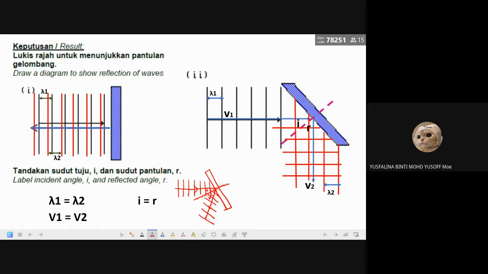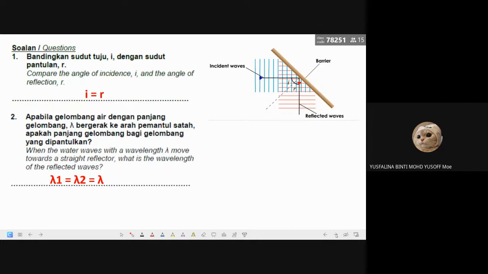Okay, right. So that is how you want to draw the wavelength if it hits the reflector. It should be arranged like this. All right, we move on to the next one.